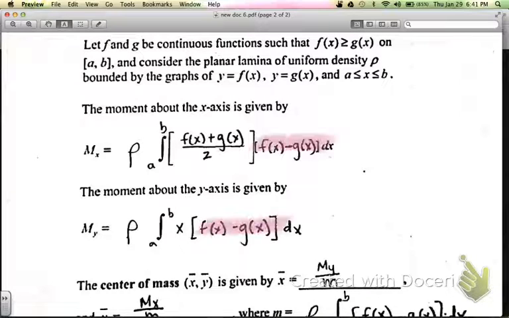Excuse me. Whereas this one, excuse me, I'm so sorry. This one has x in it, and this one has the average of the two functions in it. So that's what's different about those two.